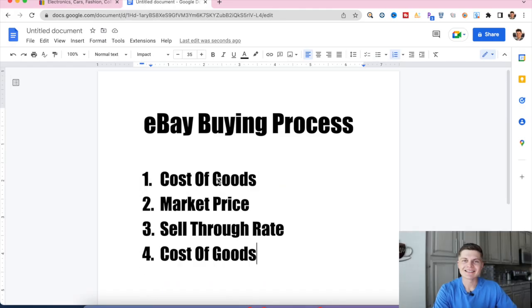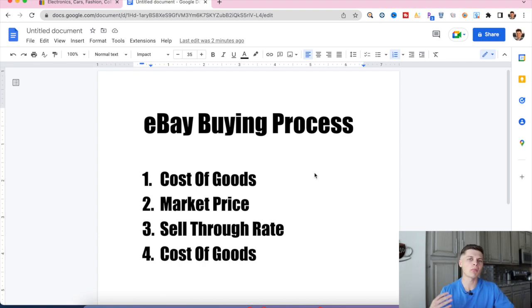Alrighty guys, so we're here inside of my computer and we're gonna be going over my eBay buying process. Now there's 4 key components that I look at when making a buying decision to sell products on eBay. And the first one is going to be cost of goods. That's how much this product is costing us to purchase. Whether I'm buying a pair of shoes and it's marked $39.99, that is our cost of goods. How much is it costing us to purchase this item?